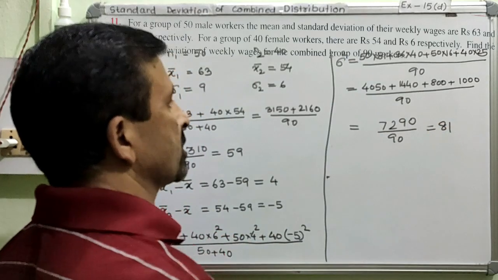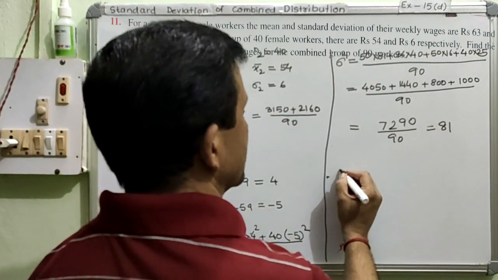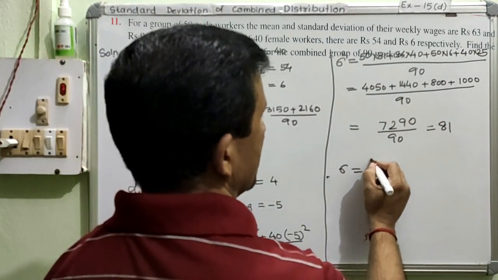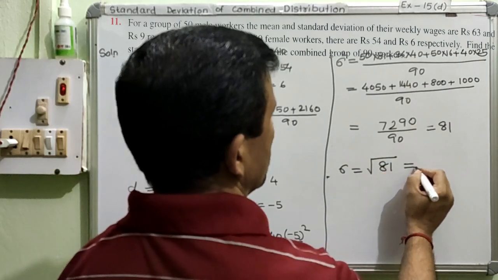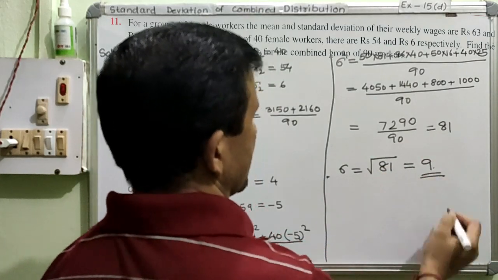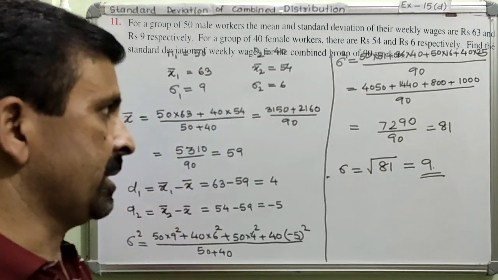That means sigma square is equal to 81. So what will be sigma? Sigma will be root over 81 is equal to 9. So this is the standard deviation of your combined distribution.